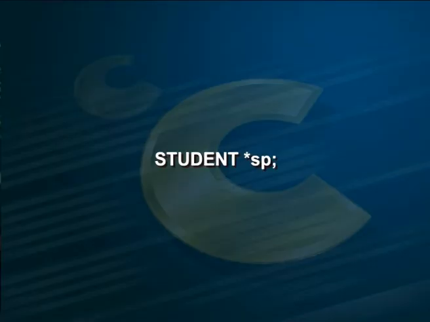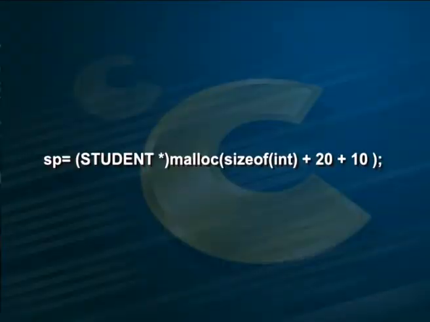The definition student *sp; creates a pointer variable sp which points to the structure student. After the creation of the pointer variable, it should be assigned a suitable pointer value. For example, sp = (student *) malloc(sizeof(int) + 20 + 10); This assigns a pointer to a block of memory large enough to store an integer and 30 characters, which are members of the structure.